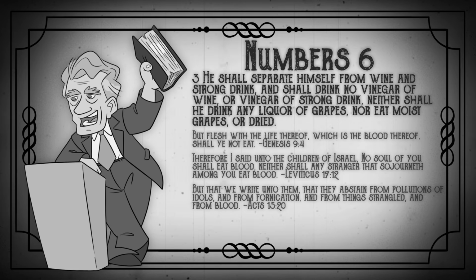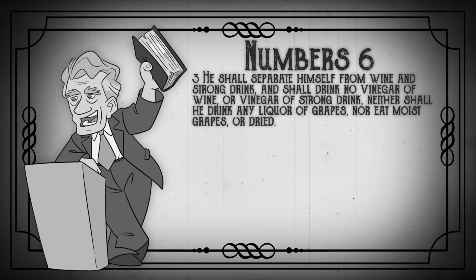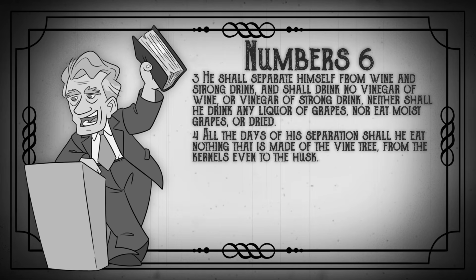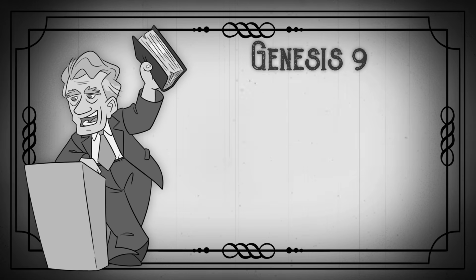Numbers 6, verse 3. He shall separate himself from wine and strong drink, and shall drink no vinegar of wine, or vinegar of strong drink. Neither shall he drink any liquor of grapes, nor eat moist grapes or dried. All the days of his separation shall he eat nothing that is made of the vine tree, T-R-E-E, from the kernels even to the husk. Forbidden fruit. All right, Genesis chapter 9, and we'll get this together. Genesis chapter 9, verse 19.